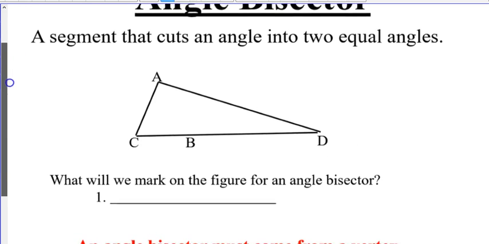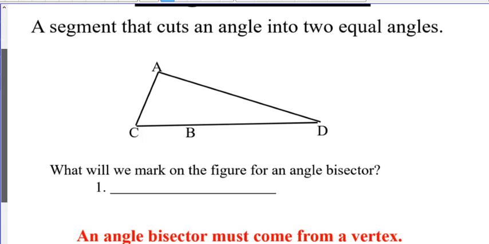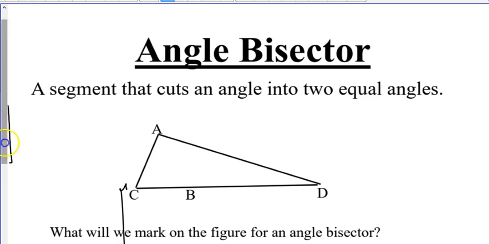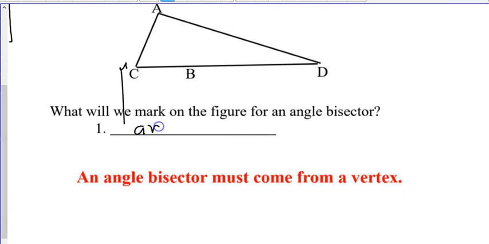Okay, an angle bisector is a segment that cuts an angle into two equal angles. So remember, bi means two. To bisect something means to cut it in half. Not just to cut it open, but cut it in half. What will we mark on the figure for an angle bisector? Well, we need our angle marks, arc marks. Now, an angle bisector must come from a vertex. All right?